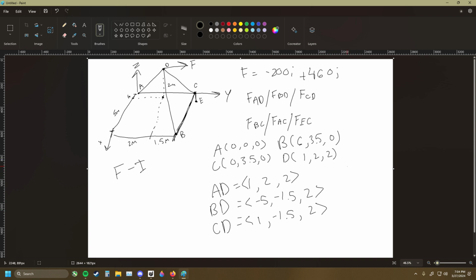Okay, so now we need a unit vector. If we remember what a unit vector is, it is our vector, which we'll call u, over its magnitude of u. The magnitude is just the square root of all the components squared. So this is 9, if you take 4 squared plus 4 squared plus 1 squared, so 9. So we're going to divide by 3, and we get 1/3, 2/3, and 2/3.